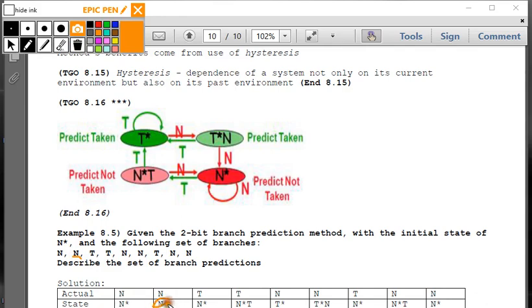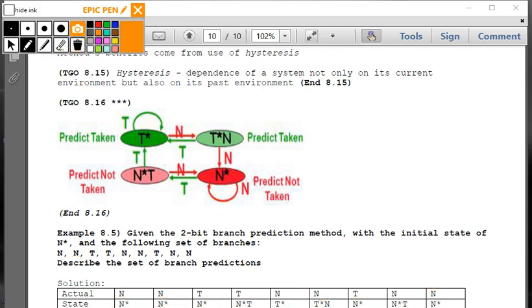Are we taking or not taking the branch? No. So you would write N*, and the actual is N, and then N* is the next state. So when you're on the exam, you'll be given this row, the actual, and the initial state, and you'll be filling in the rest of the table.